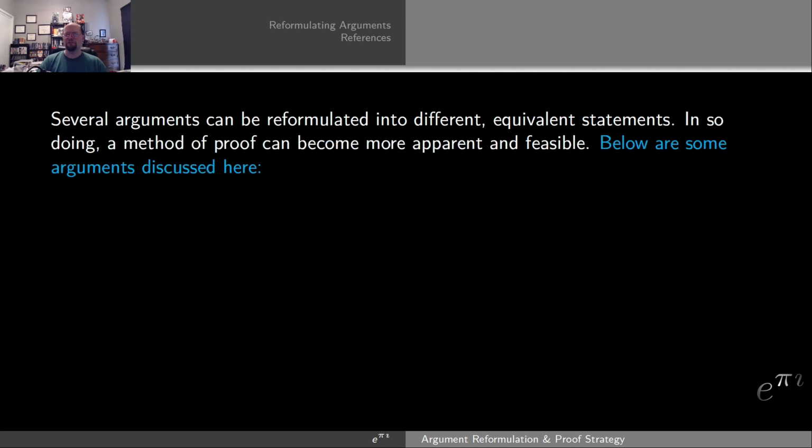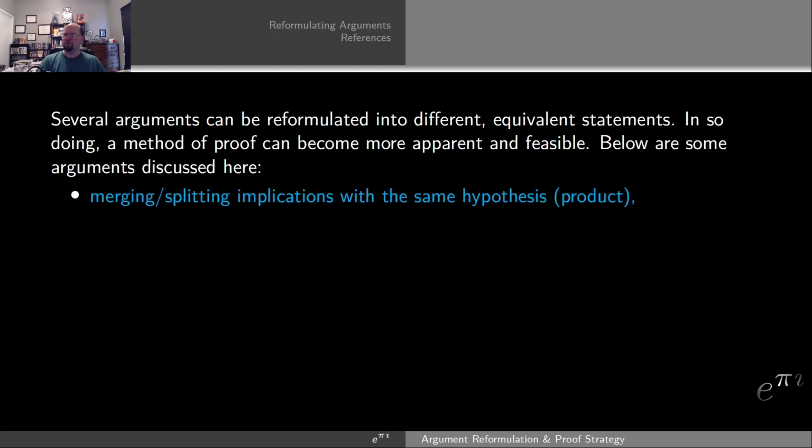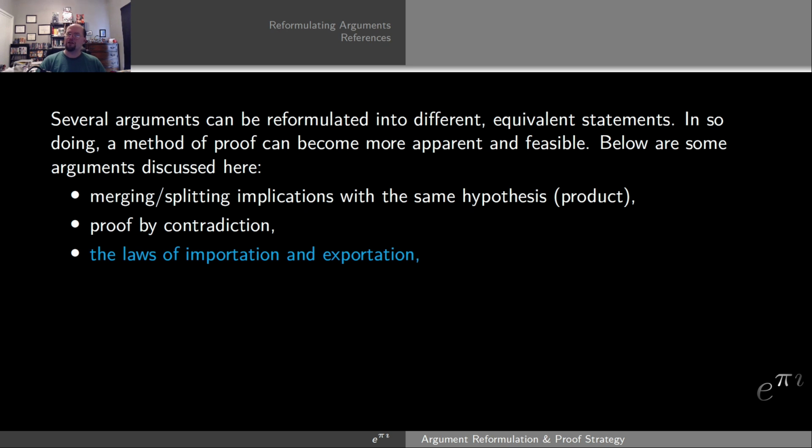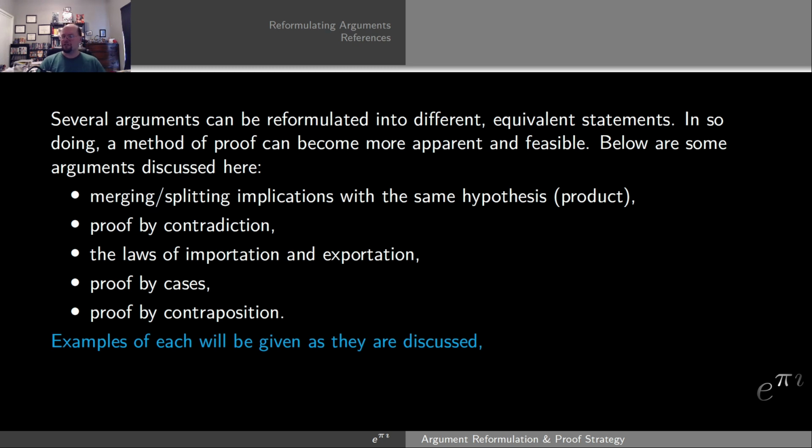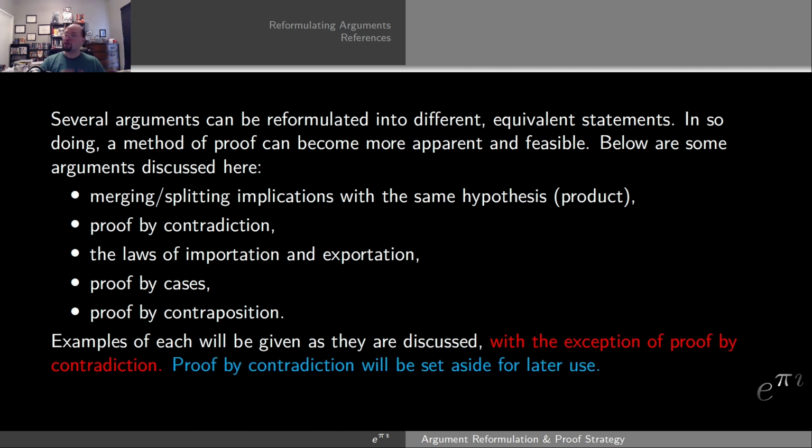Below are some arguments discussed here. The merging or splitting of implications with the same hypothesis, what one might call a product, proof by contradiction, the laws of importation and exportation, proof by cases, and proof by contraposition. Examples of each will be given as they are discussed, with the notable exception of proof by contradiction. Proof by contradiction will actually be set aside for later use.